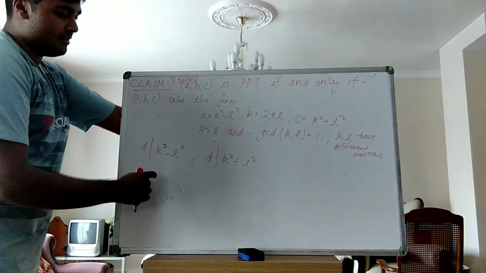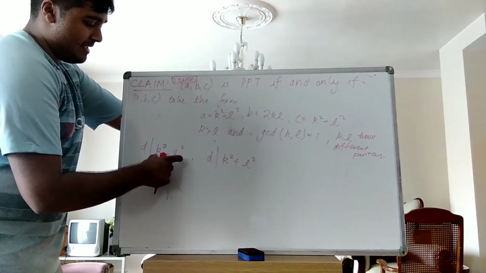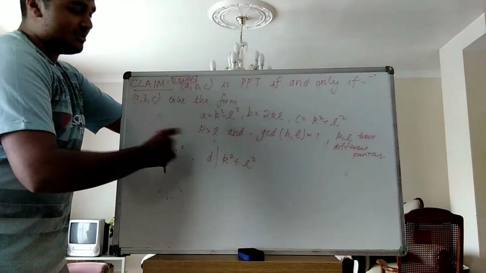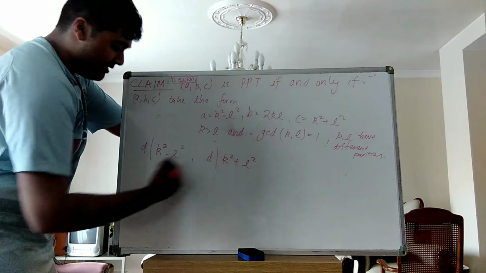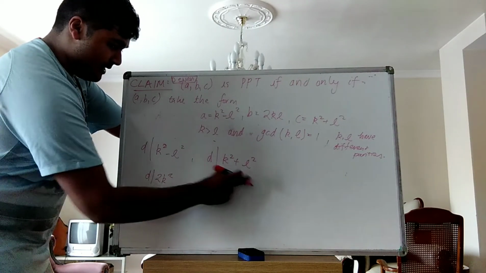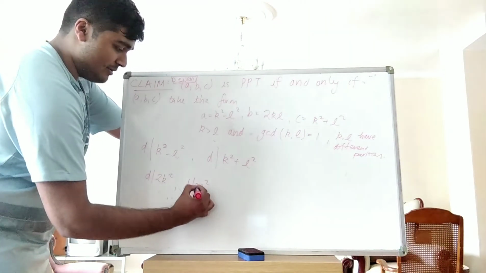Okay, first thing to note is that from the same argument I have that D divides the sum of these two things and those two things subtracted from one another. So if I add these two, I get that D divides 2K squared. And if I do this minus this, I get that D divides 2L squared.